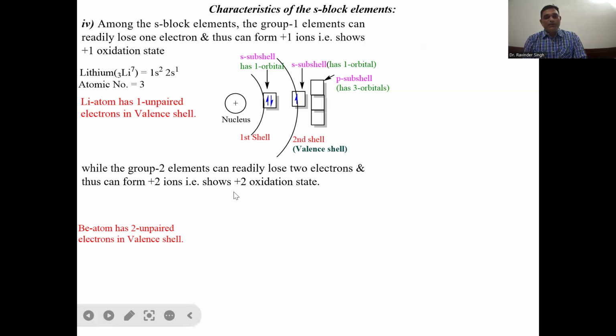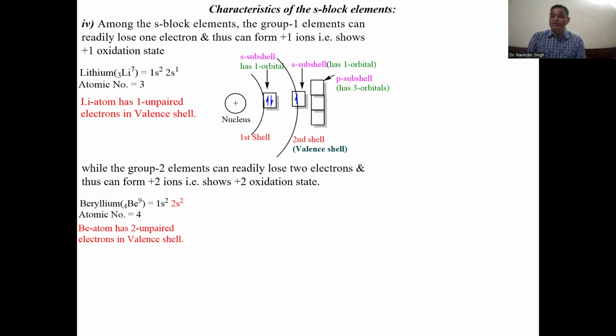Similarly, the group number 2 elements can lose 2 electrons because there are 2 electrons in their valence shell. Like you can see here in case of beryllium, the configuration is 1s2 2s2 because atomic number is 4. So there are 2 electrons in their valence shell. These 2 electrons can be lost easily because after losing them, the dipositive ion will be formed, and that dipositive ion configuration will be like that of helium. So it becomes more stabilized. So the group number 2 elements can readily lose 2 electrons and form dipositive ions, means +2 ions, means they can show the +2 oxidation state.